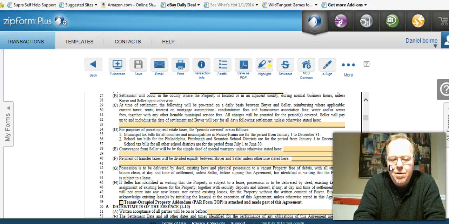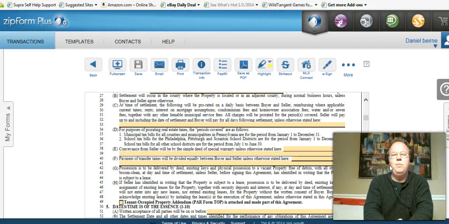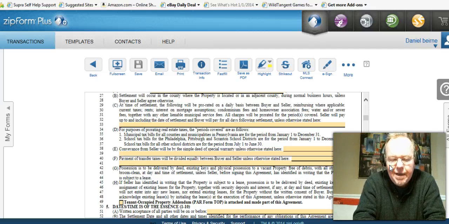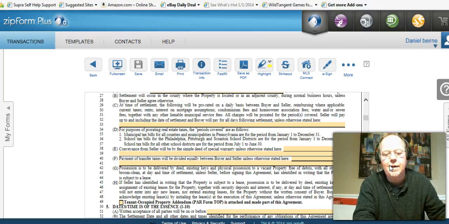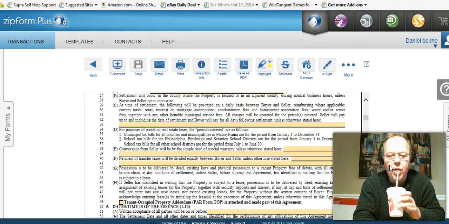Also, if you're selling a bank-owned property, be careful, because most bank-owned properties require that the buyer pays all the transfer tax. So if someone's buying a bank-owned property, for example, a HUD property in the city of Philadelphia, the buyer is going to be asked to pay 4%, and the seller is not going to pay any.